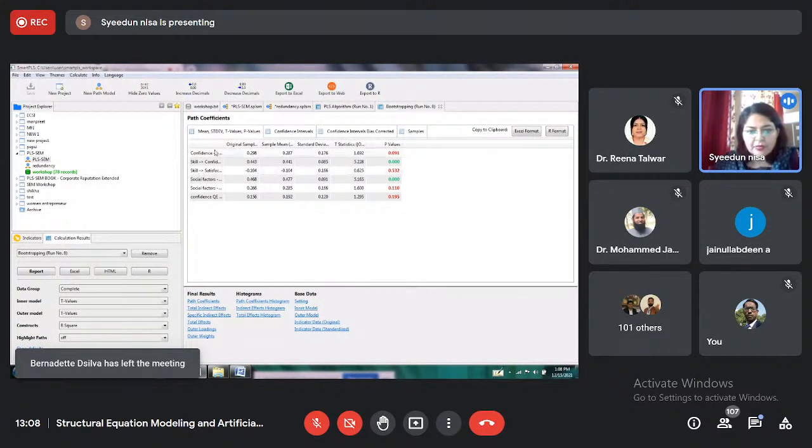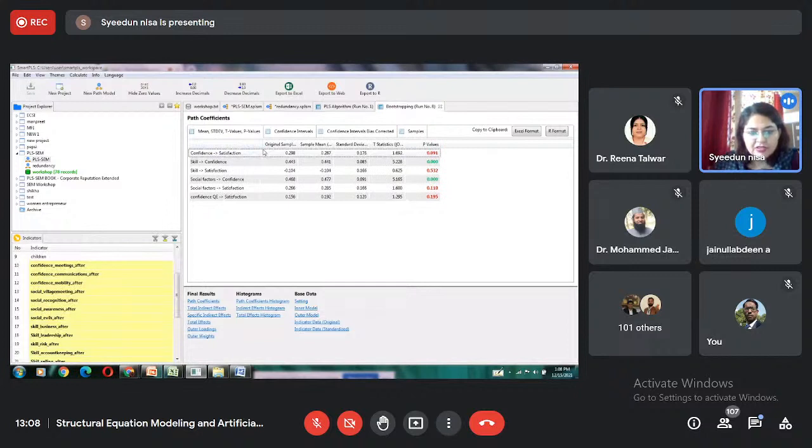ठीक है? तो यहाँ पे if we want to see the effect of this one, confidence जो है ये इसका जो है effect is again insignificant, which means quadratic effect is insignificant. So my linear relationship is there. Okay, the same thing is achieved here also.